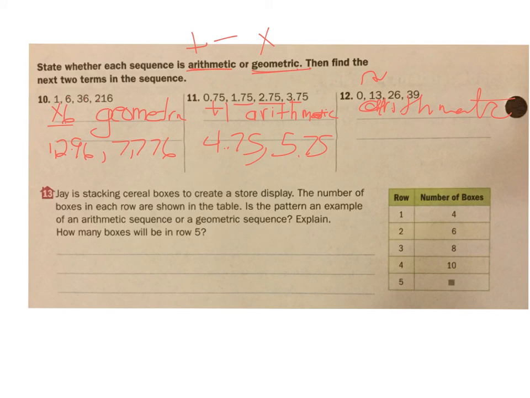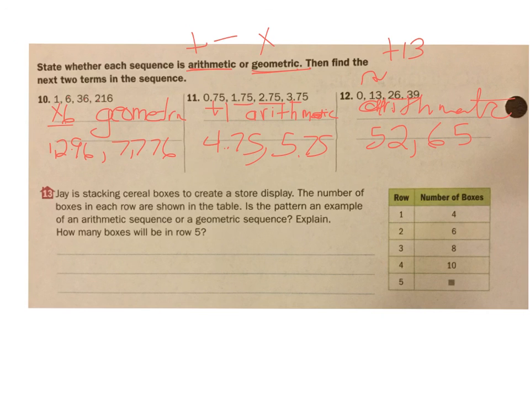Arithmetic. Now, 0 to 13 is plus 13. 13 plus 13 is 26. 26 plus 13 is 39. 39 plus 13 is 52. 52 plus 13 is 65. Okay. One more to go.